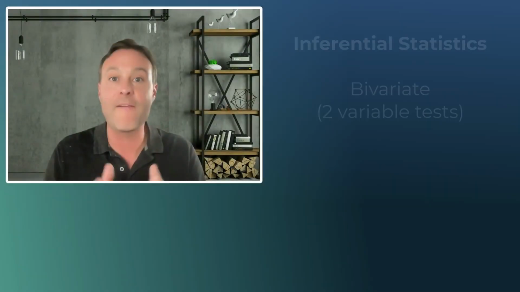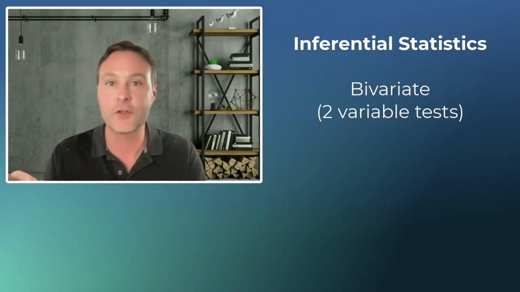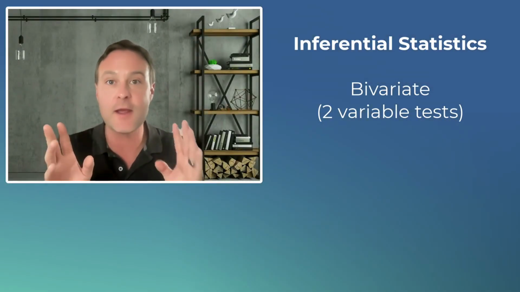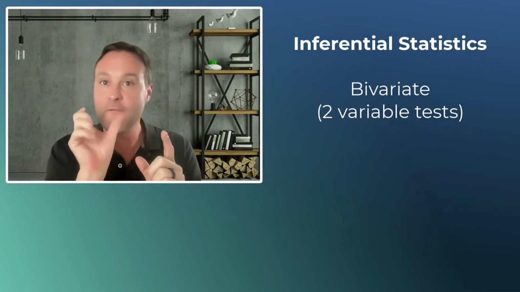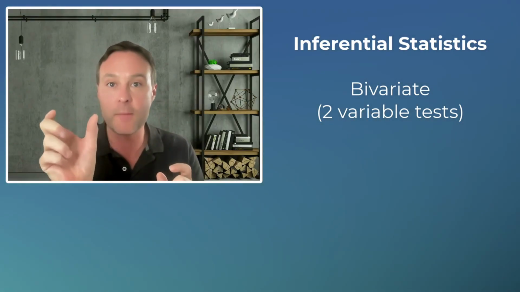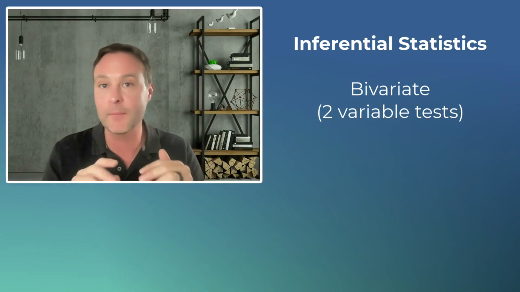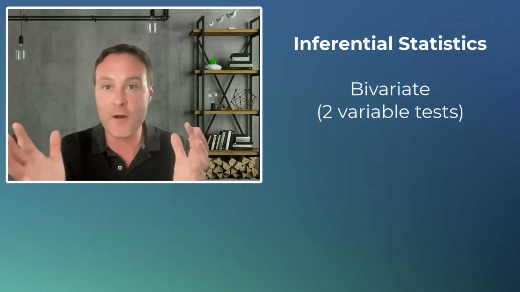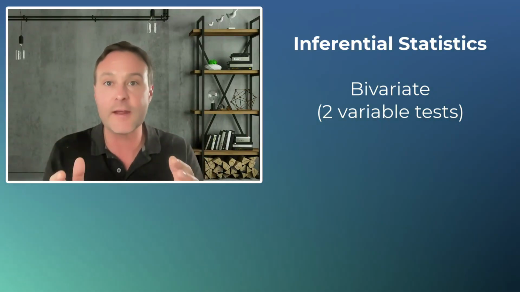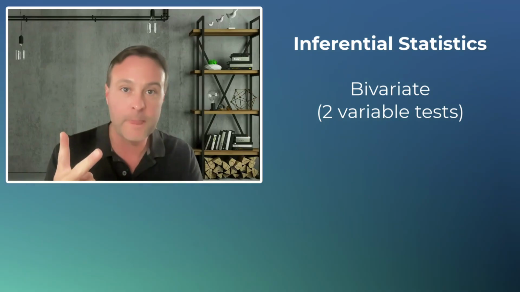Okay, let's talk about some bivariate inferential statistical tests. So by bivariate, let's break this word down. Variate, the root there is variables. Bi means two, right? Like in bicycle. So bivariate tests are statistical tests that include two variables.